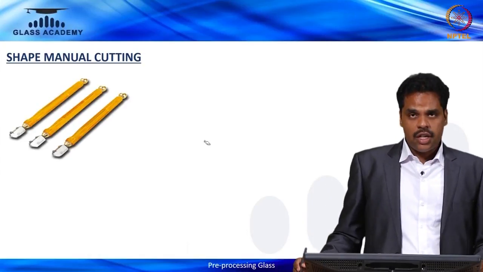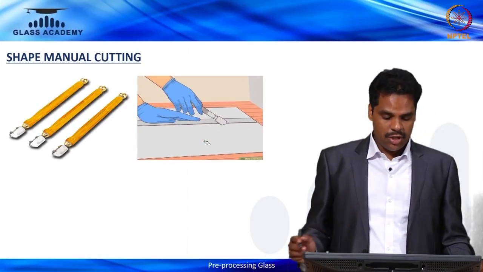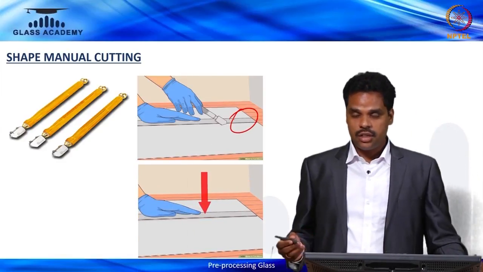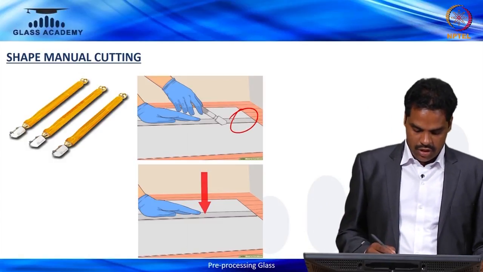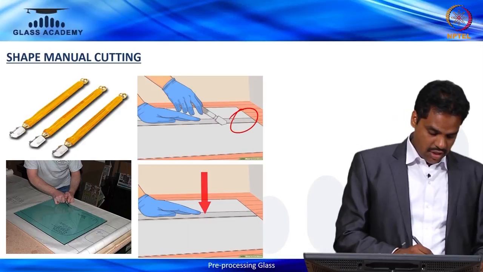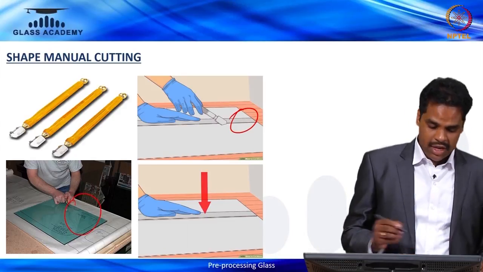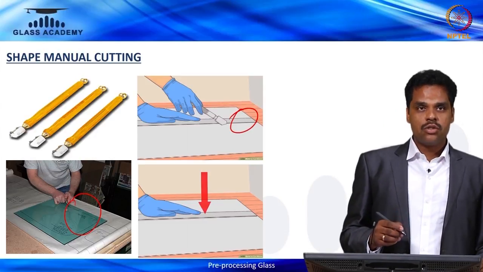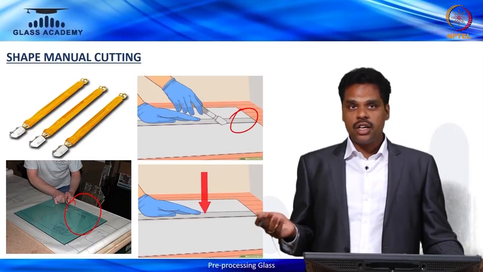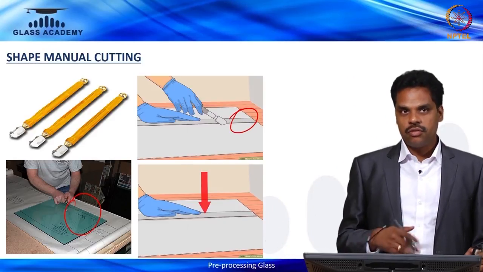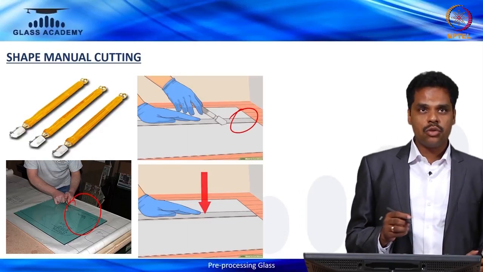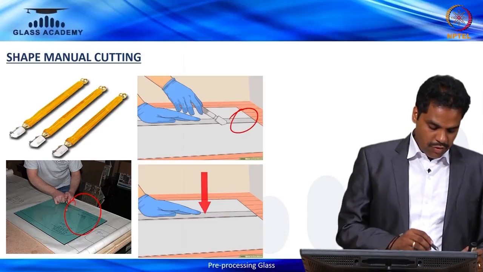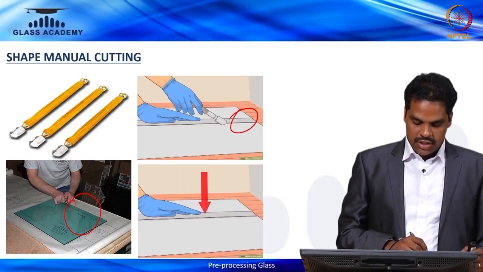Second, for shape manual cutting, the same scorer will be used with a ruler. You can see the ruler which can be used for manual scoring. This manual scoring will mostly be used for shape glasses. With the help of the T cutter, you can cut the glass sizes in flat glasses, and for shape glasses you need to go with the manual scorer. And one more thing, if you want to cut the shape glass with manual scoring, you need to place that in some place.